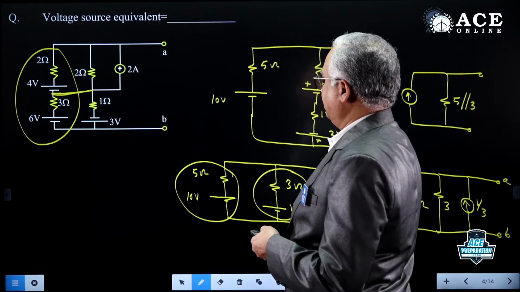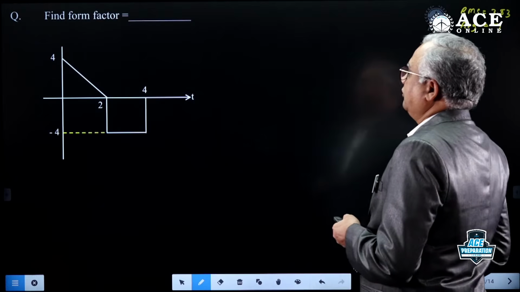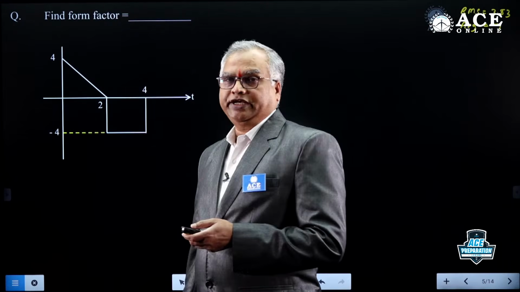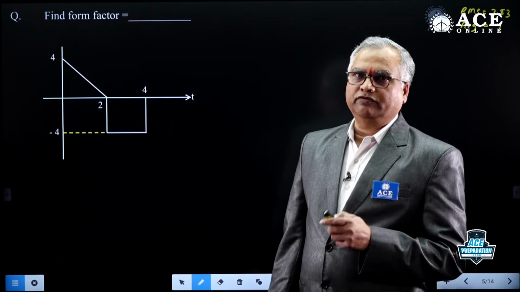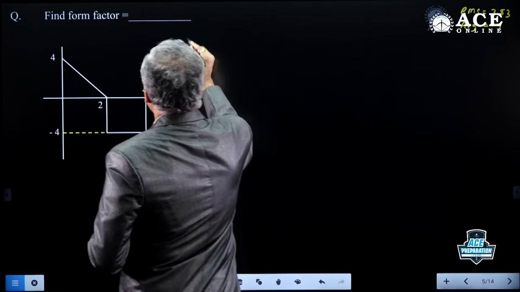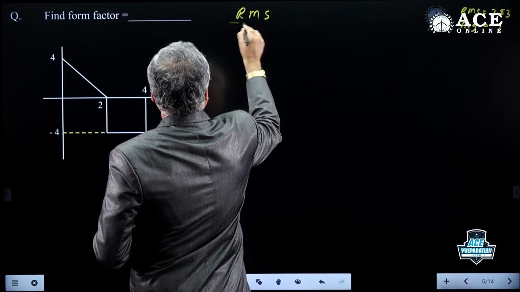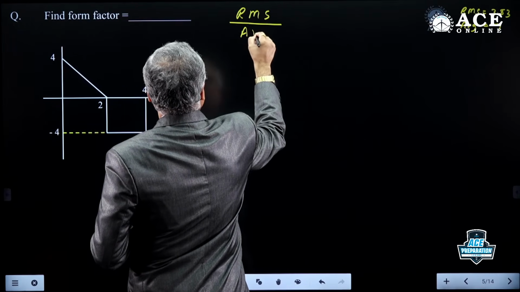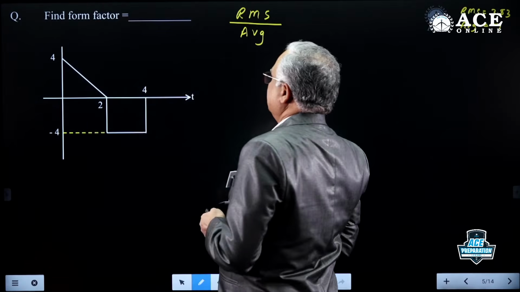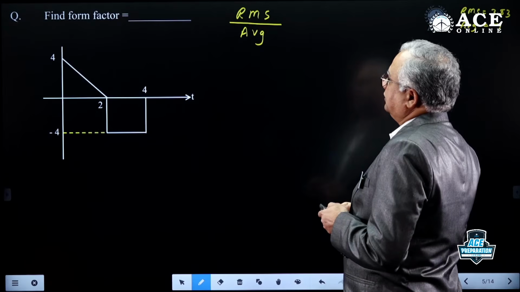Let us take the next problem. Form factor. This is based on average and RMS value. How to find the form factor? What is the form factor definition? It is RMS by average. So you should know how to find the RMS value, and you should know how to find the average value.